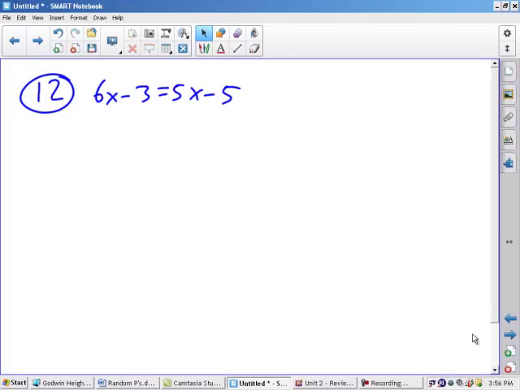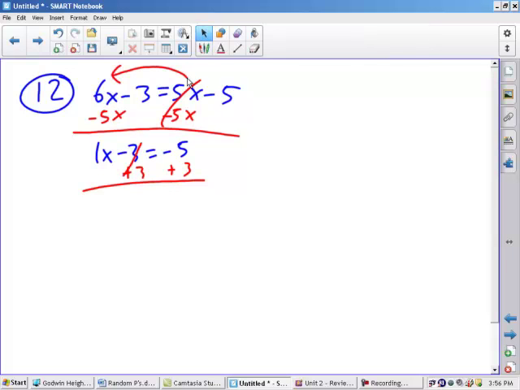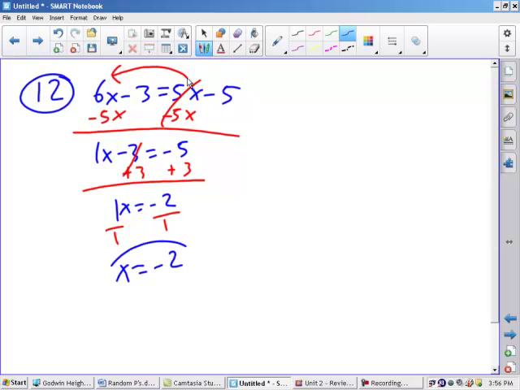Number 12. It's one with variables on both sides. You have 6x minus 3 equals 5x minus 5. I want to move this 5x to be over with that one, so I need to subtract 5x from both sides. Cancel the 5x's out. I then get 1x minus 3 equals negative 5. And again, two-step equation. Add 3, cancel it out. You get 1x equals negative 2. You don't even have to divide, but just to not mess you guys up, I get x equals negative 2.